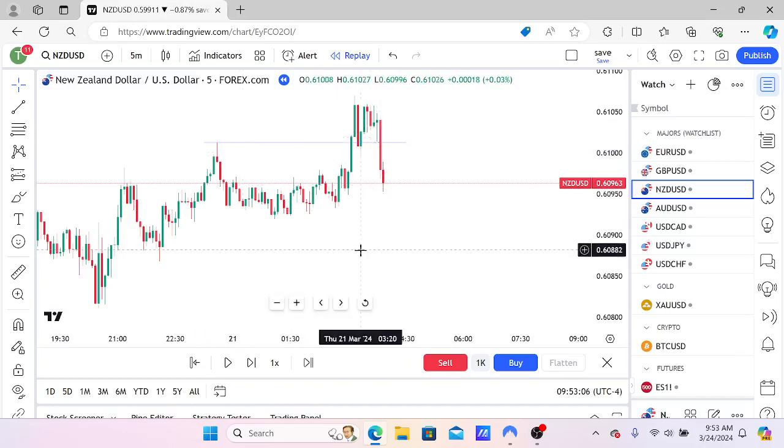That's that time element. So that's why it's not just market structure for me. It's not just liquidity. It has to do it at a key time. It has to do it at a key time, because we understand that's where that manipulation is going to occur. Okay?